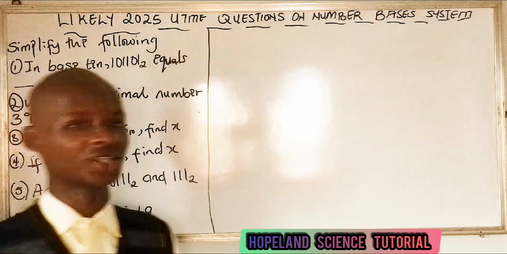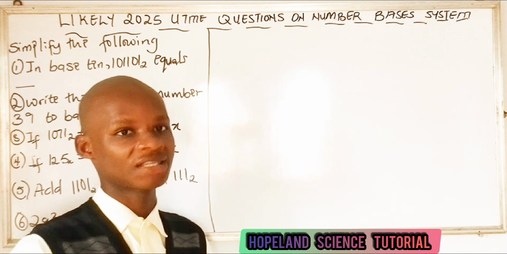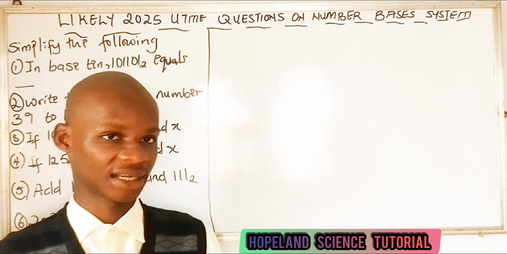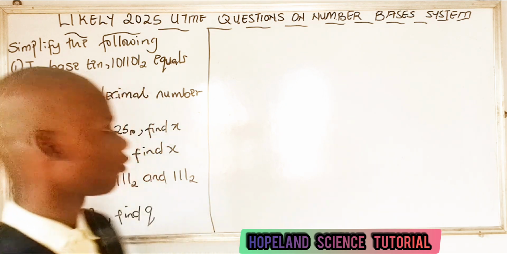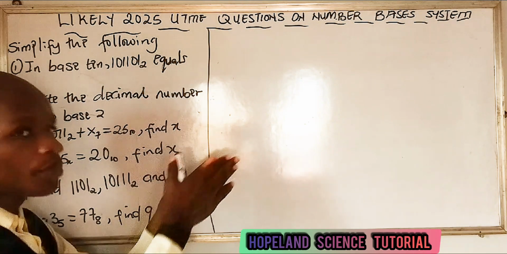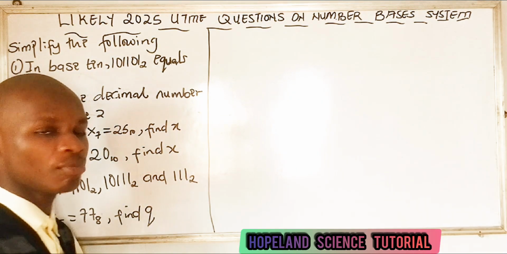Remember that in number base, we have three types of conversion: conversion from base 10 to non-base 10, conversion from non-base 10 to base 10, and conversion from non-base 10 to another non-base 10. So of course you can see clearly that this question is a conversion from a non-base 10 to base 10. So what are the steps you will take in converting a non-base 10 to base 10?